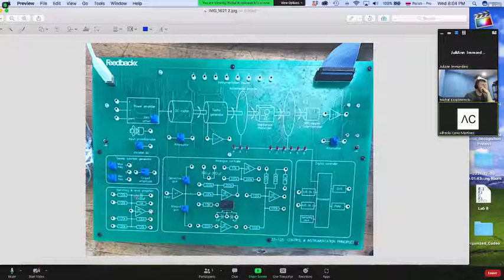Yeah, you see, the whole idea is to reduce the error, right? Mm-hmm. Because if you reduce the error, that means the output is equal or very close to the desired signal, right?